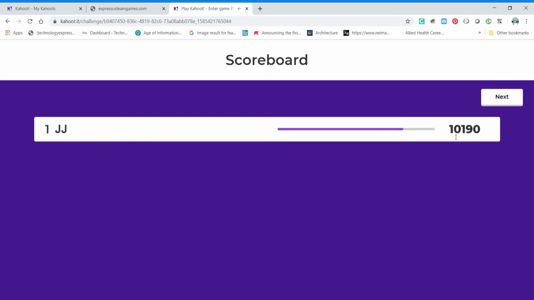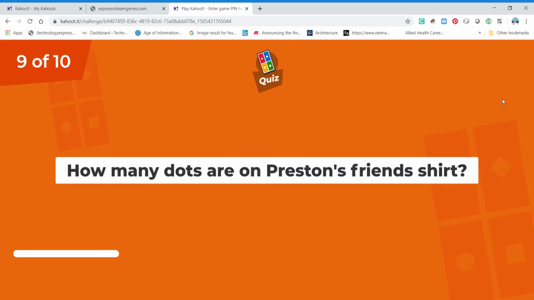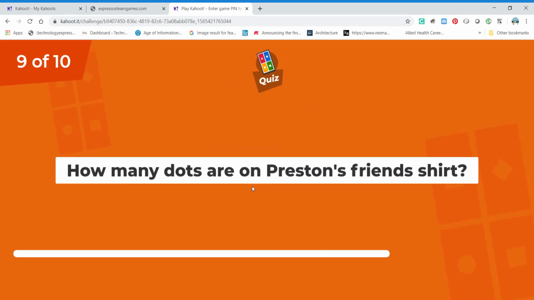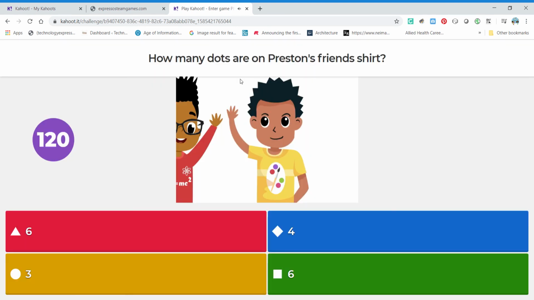That's a big number. That's 10,190. Is your number bigger than that? I bet it is. How many dots are on Preston's friend's shirt? Okay. How many dots are on Preston's friend's shirt? So they're talking about these dots. Okay. So I'm going to give you a chance to count them. And then let's look at the answers.